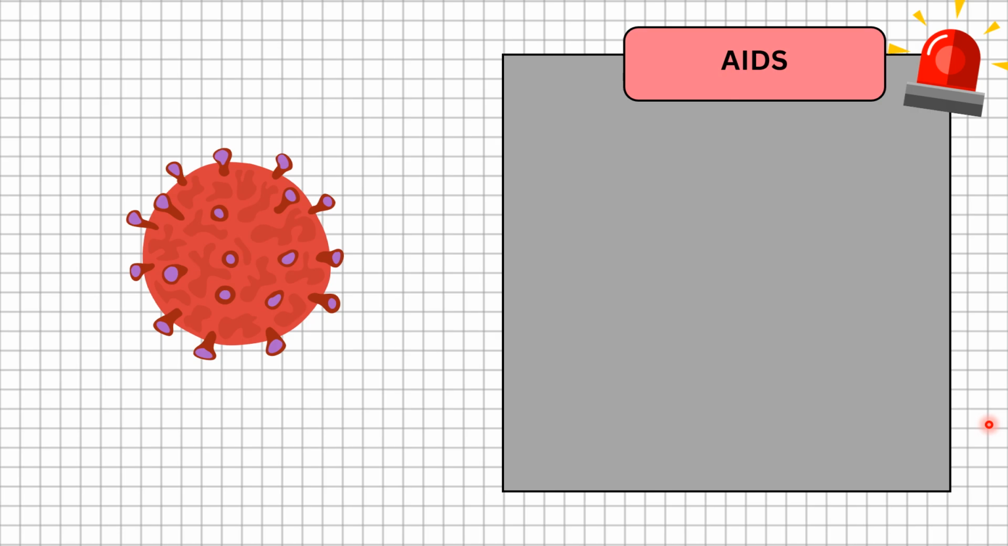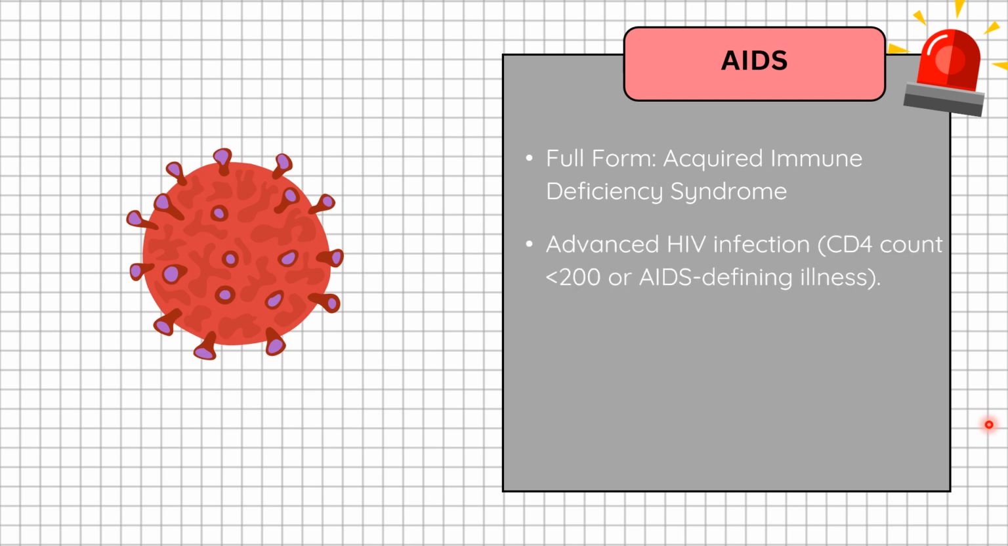The next term is AIDS. The full form of AIDS is acquired immune deficiency syndrome. So advanced HIV infection where the CD4 count is less than 200, or AIDS defining illnesses, indicates that the patient has acquired immune deficiency syndrome. There are opportunistic infections in AIDS, for example, tuberculosis and fungal infections. The treatment of AIDS is antiretroviral therapy, also known as ART.